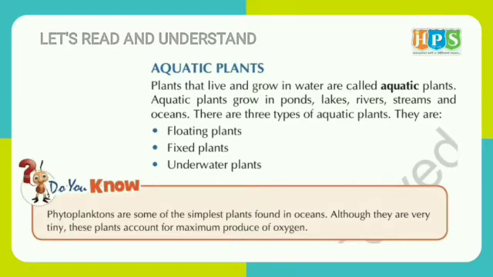Let's read Do You Know? Phytoplanktons are some of the simplest plants found in oceans. Although they are very tiny, these plants account for maximum produce of oxygen. So how important they are? Their name is phytoplankton, and they are the simplest plants found in oceans.